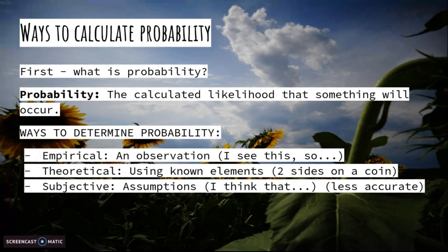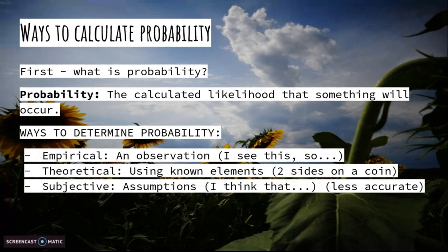So you can determine it by using empirical data, which is an observation. I see this, so something like that. Theoretical is when you use known elements. So if you're doing the probability of a coin or a die, then you already know that there's 2 sides on a coin and 6 sides on a die. Subjective data is just like assumptions. I think that. But this is a little bit less accurate, but this is just what you have to do sometimes if there's no numbers.